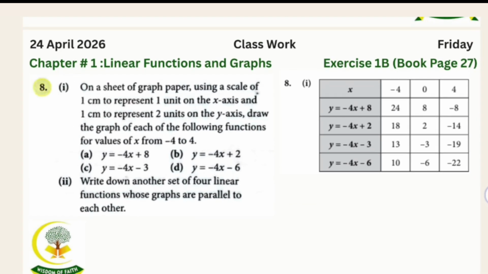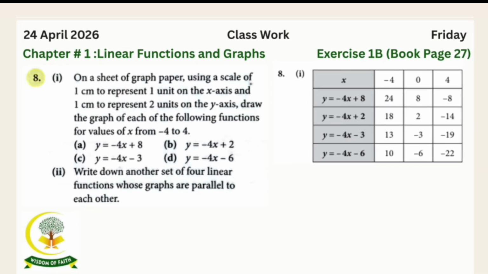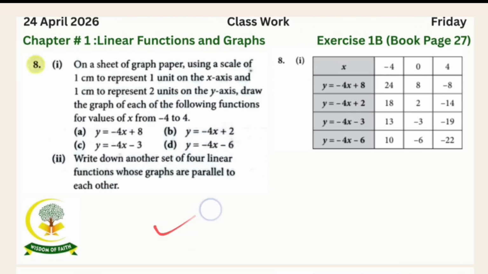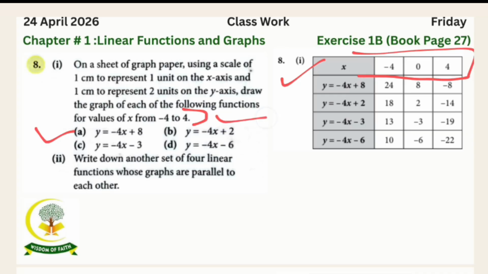Now, it's the next question. Book page number 27. Chapter number 1, linear functions and graphs. So here we are just moving on. Linear functions and graphs. On a sheet of graph paper, you just need to do the same as we have done last time in our class as well. So this is the first value and this is a range. It means the value of x is here: -4, 0 and 4, because it's given in the question. Clear?